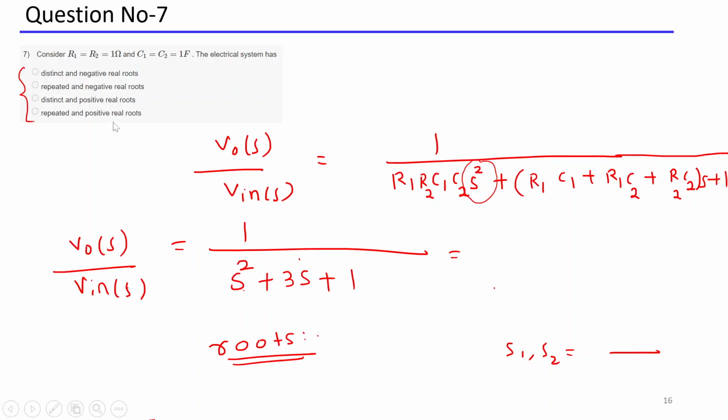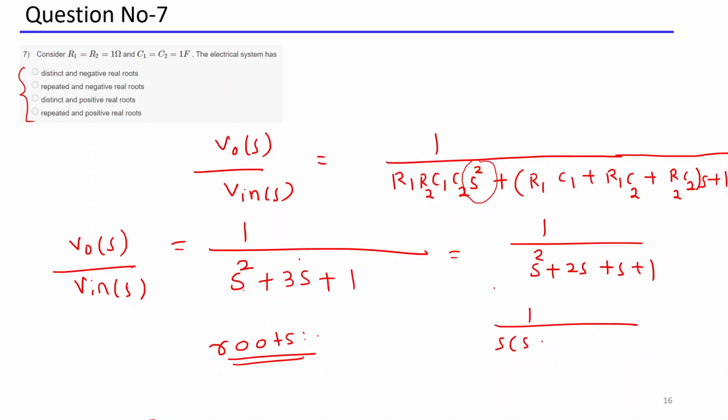Can anybody tell me which is the correct option? So the option will be, I think, A. What is S1 and S2, ma'am? S1 equal to how much? I'm just solving it. I have not solved it completely. It should be 1 divided by S into S plus 2. No, it cannot be like that. Some complex will come. Yes, sir.